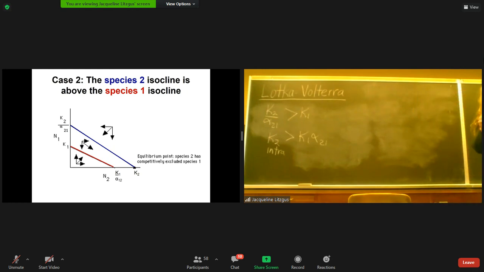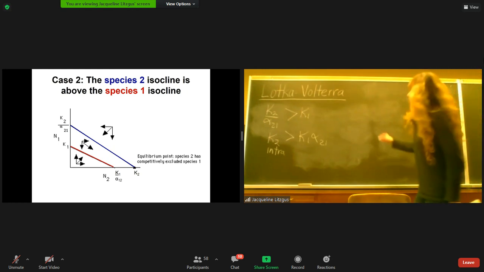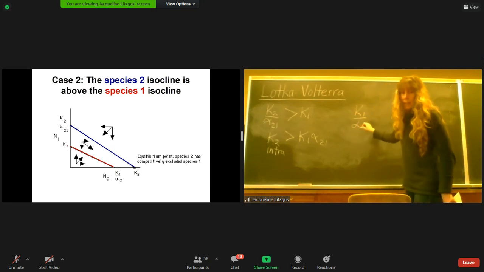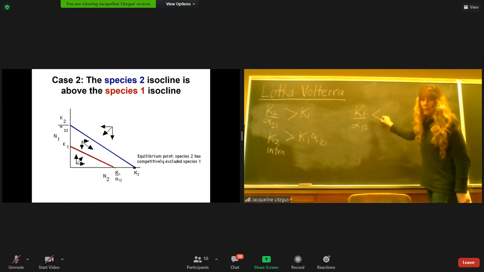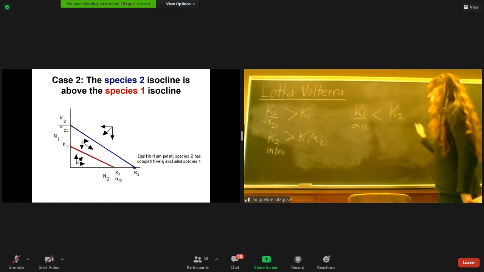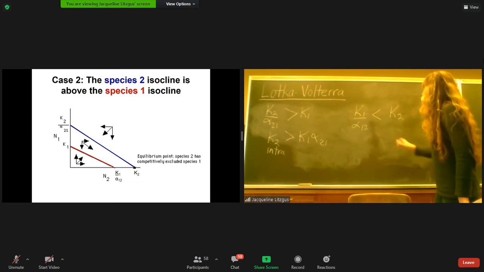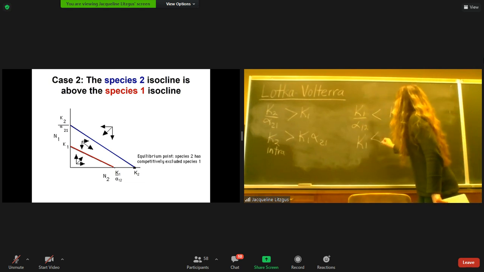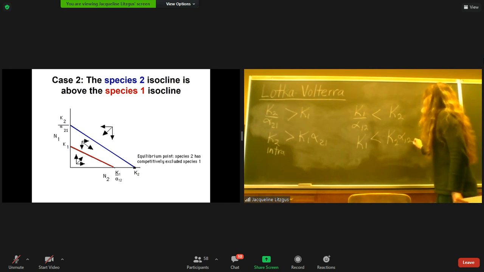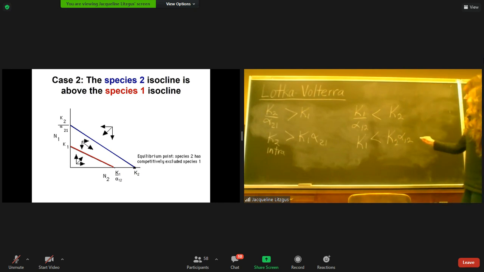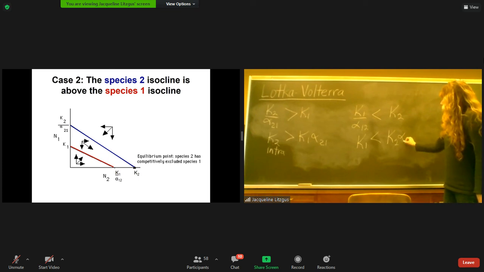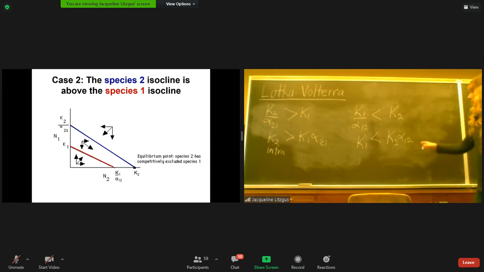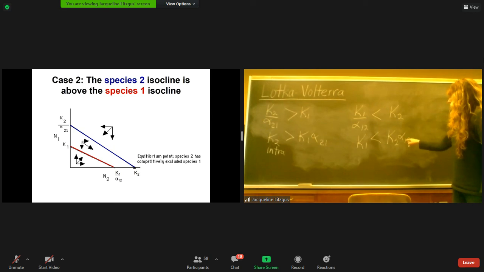And we can do the same thing for the x-axis at the bottom. Now we have K1 over alpha 1-2, which is a smaller value than K2. Again, we want to get all the species 2 impacts together, so we multiply both sides of the inequality by the alpha 1-2 value. So K1 is less than K2 alpha 1-2. This is saying that the impact of species 2 on species 1 is greater than the impact of species 1 on itself.